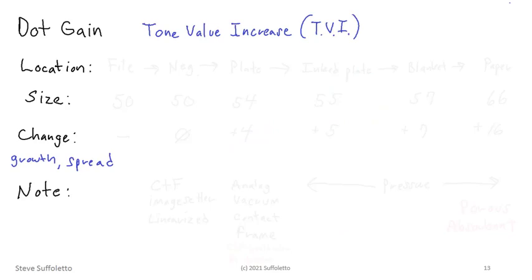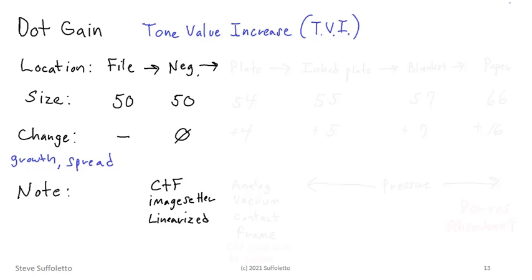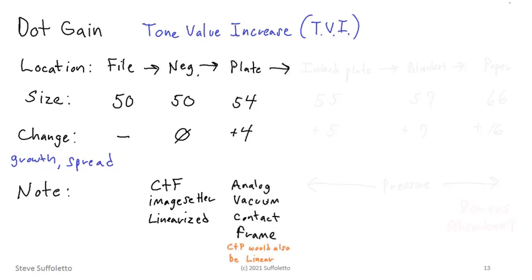Let's look at dot gain as it goes through the reproduction process. Again, dot gain is called tone value increase, or TVI. So if I have a 50% dot in the file, and I now make a negative on an image setter, which has been linearized, meaning a 50 is a 50, that dot from file to negative will remain a 50, so there's no change in dot size area. If I now make a plate, and that plate is made in a vacuum contact frame, that's analog plate making, the negative dot on the plate will increase by 4%, so the total size of the dot is now 54%.